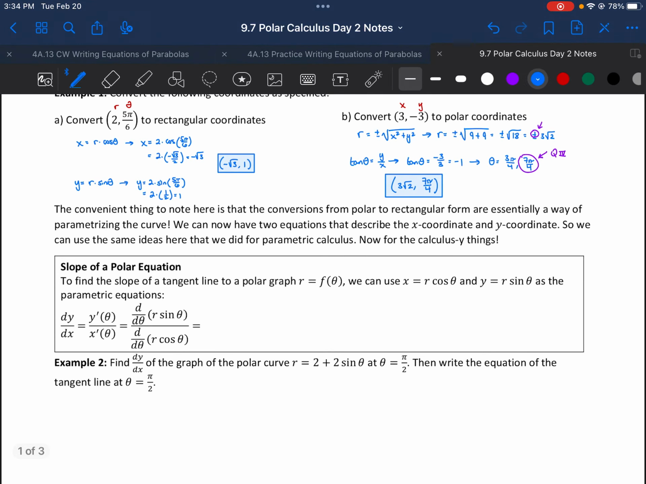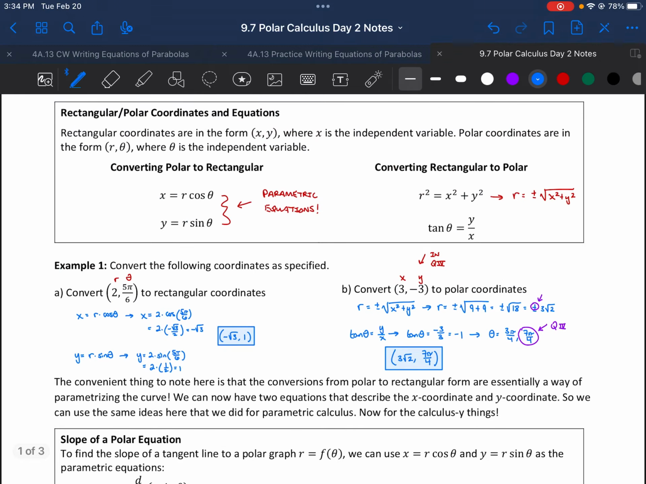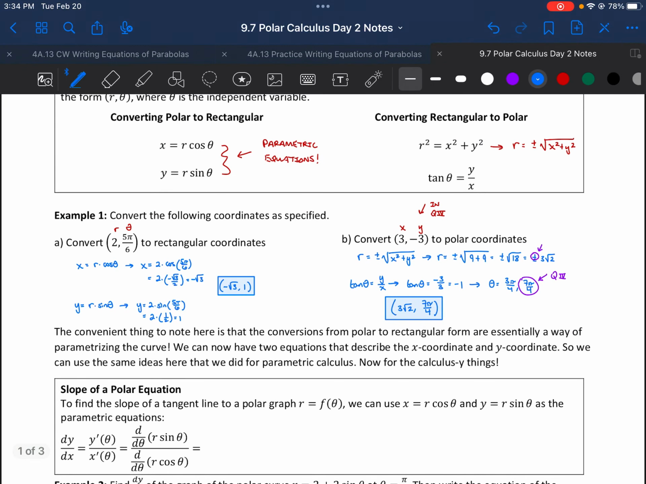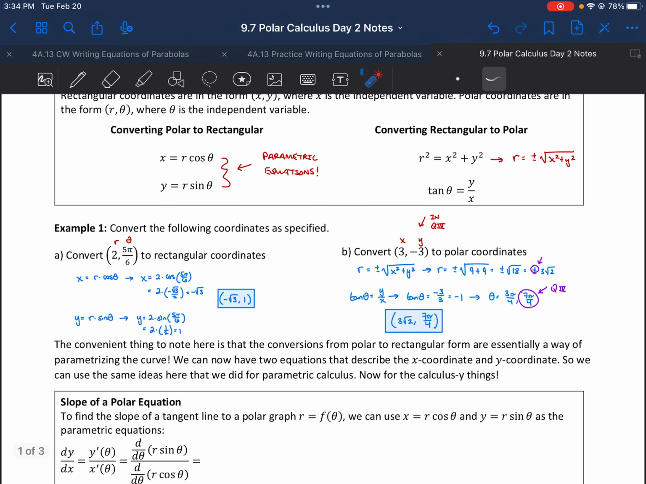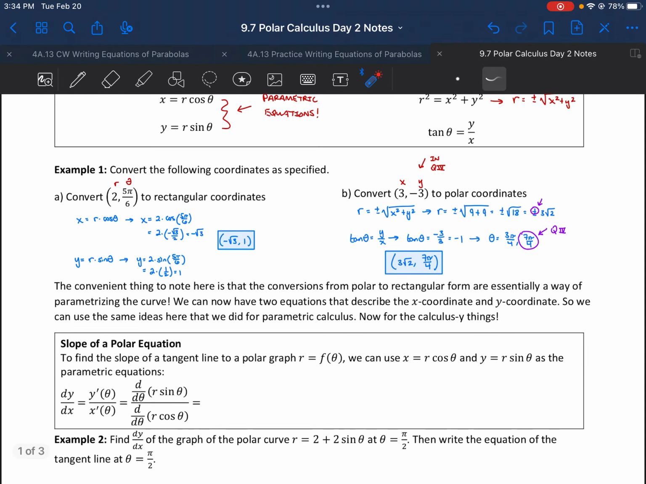So, the convenient thing to note here, and we noted it right up here, is that the conversions from polar to rectangular form are essentially a way of parametrizing the curve. These are parametric equations. x and y are in terms of theta, just like previously we had x and y in terms of t when we were looking at parametric equations. So we can now have two equations that describe the x-coordinate and the y-coordinate. We can use the same ideas that we did for parametric calculus, and now we can apply some calculus things.